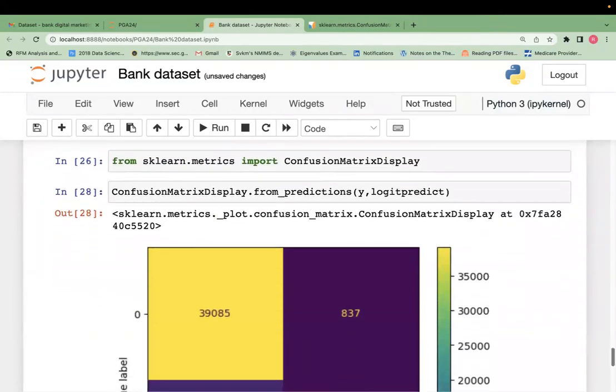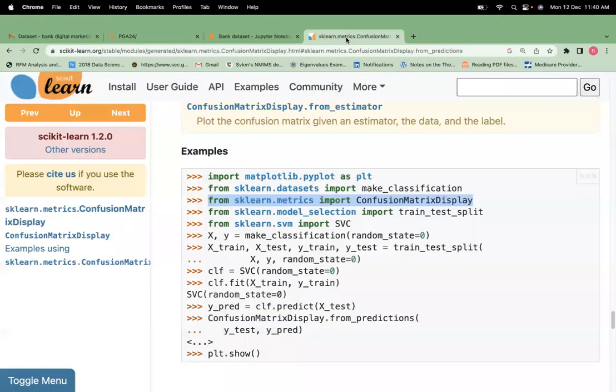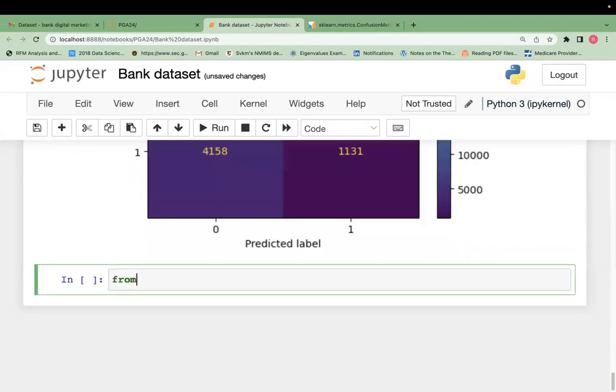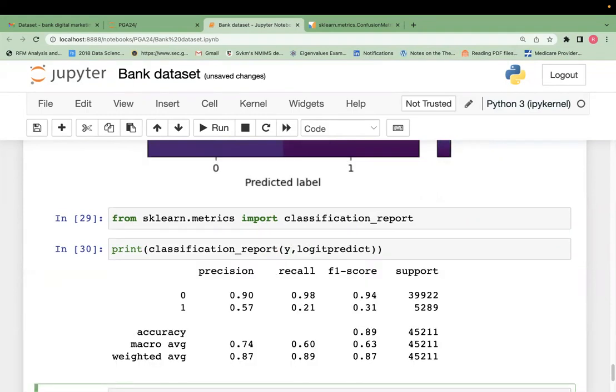So you want to display in a colorful format, this is the function. We have positive, negative here. From sklearn.metrics, classification_report. Classification report y comma. What is the error you are getting? From predictions, you have not added the path, right?